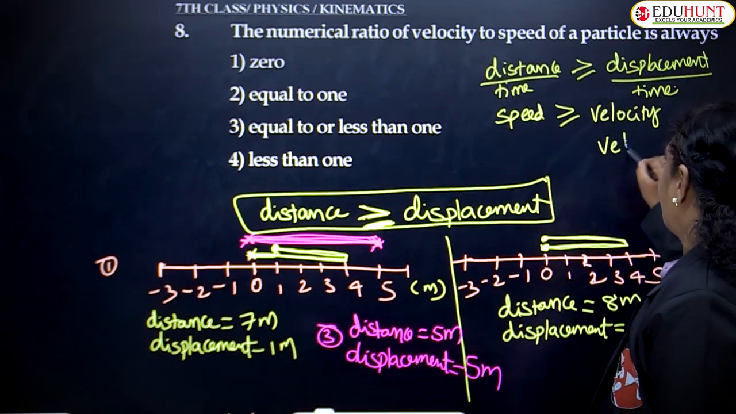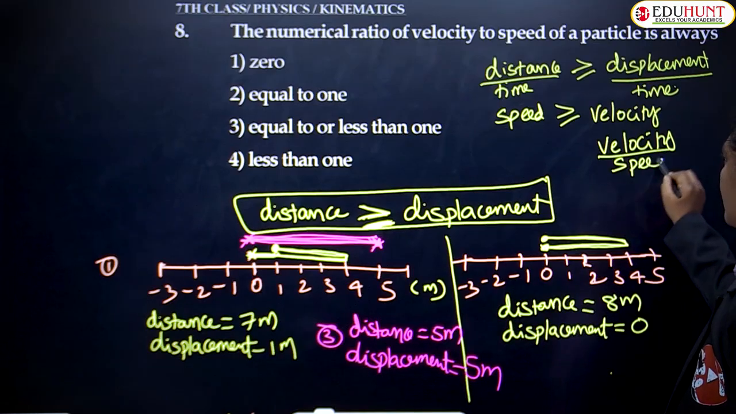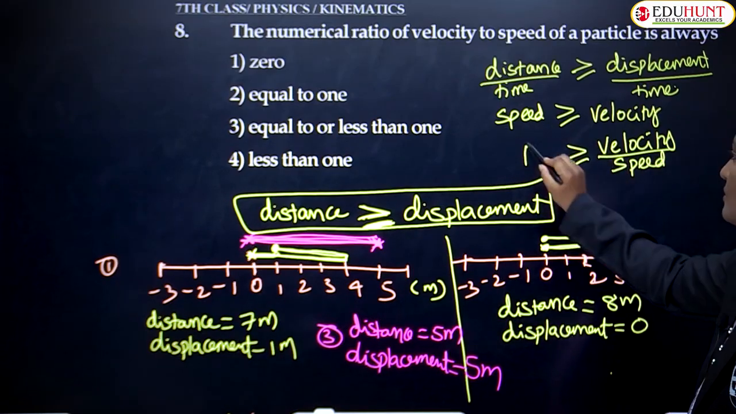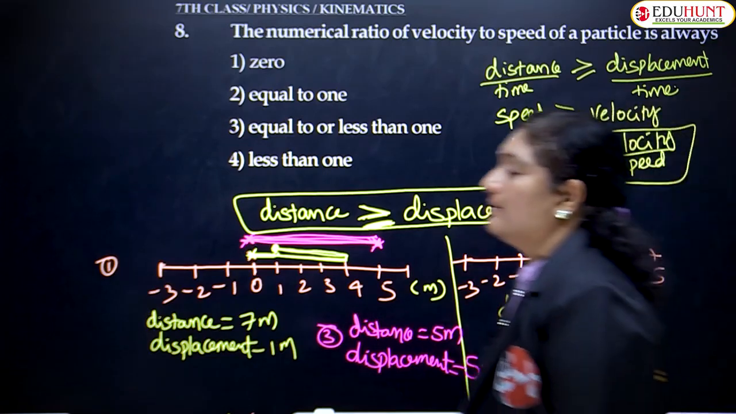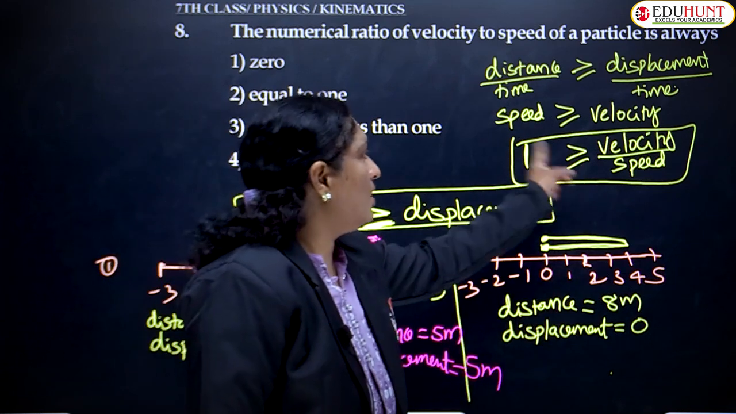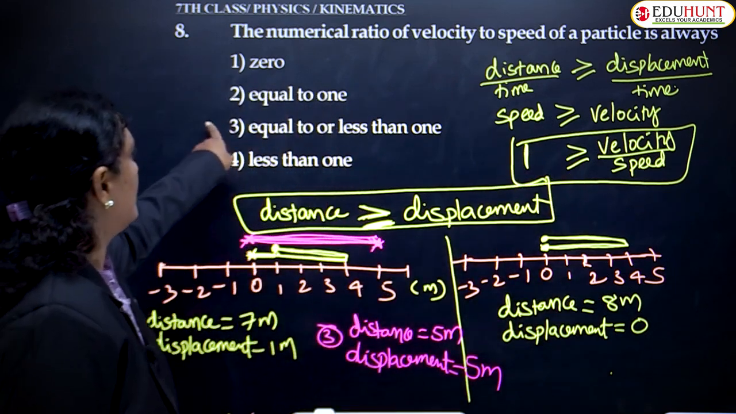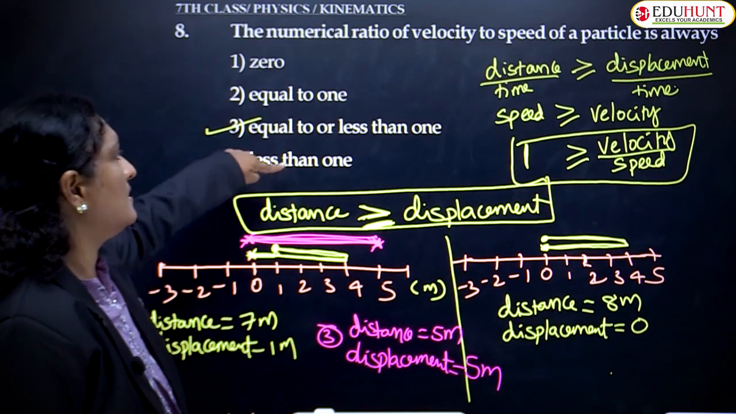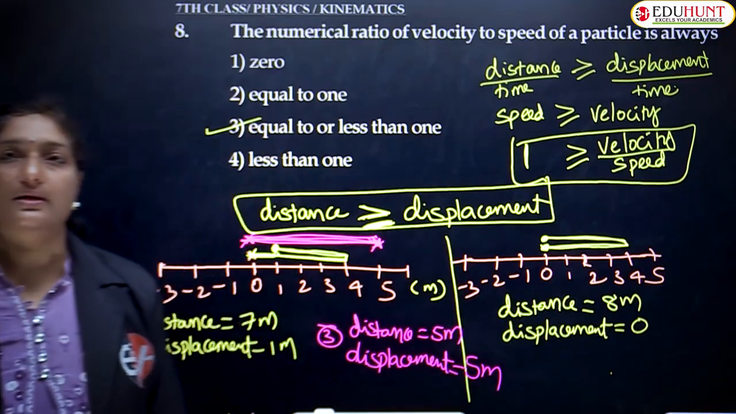Then it happens that velocity to speed is less than or equal to, nothing is here because speed is carried over. So, 1. So clearly the ratio of velocity to speed is less than or equal to 1. So, here goes your answer. Both less than 1 as well as equal to 1. So the correct option is option number 3.